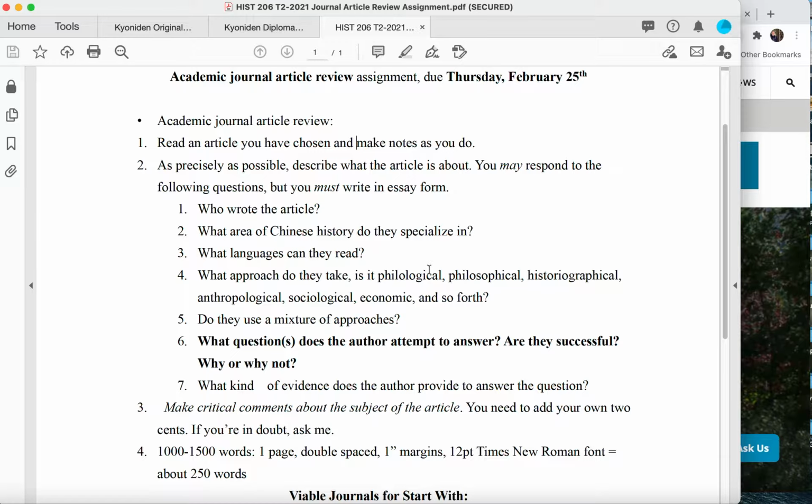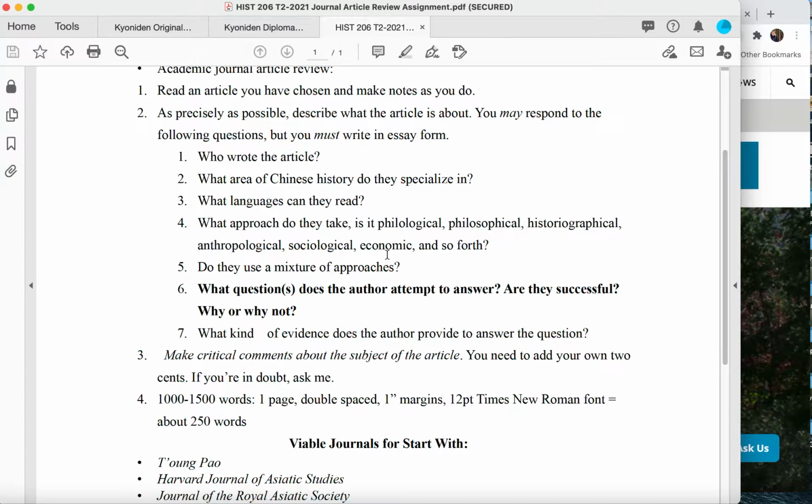Does the author use a mixture of approaches? What question or questions does the author attempt to answer? Are they successful? Why or why not? And what kind of evidence does the author provide to answer the question? So you can use these, but you don't have to use these.